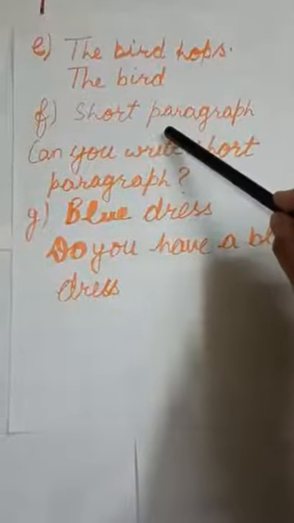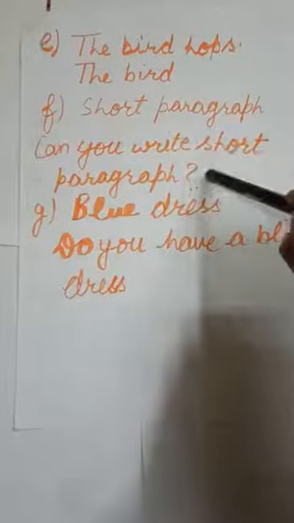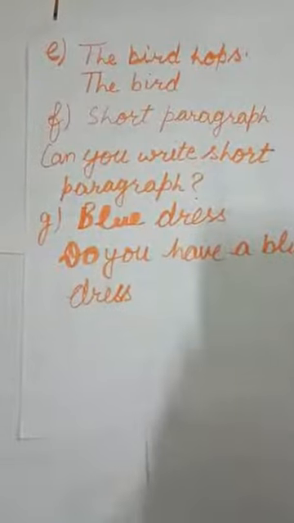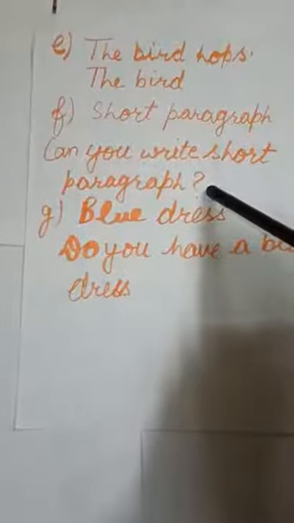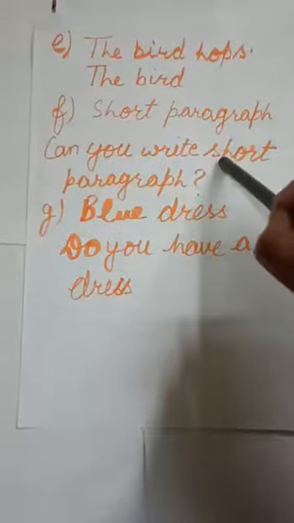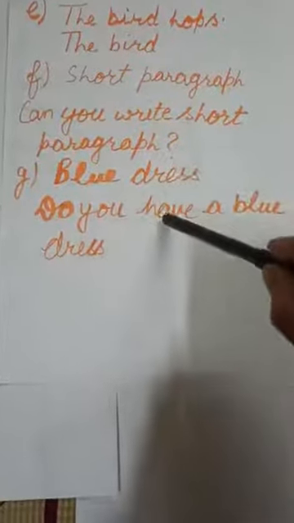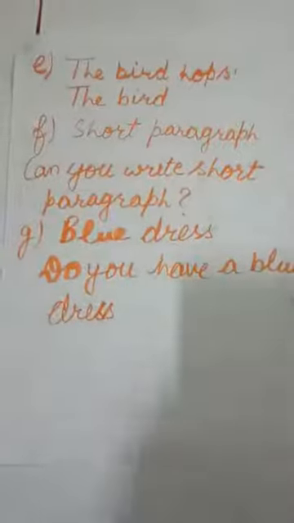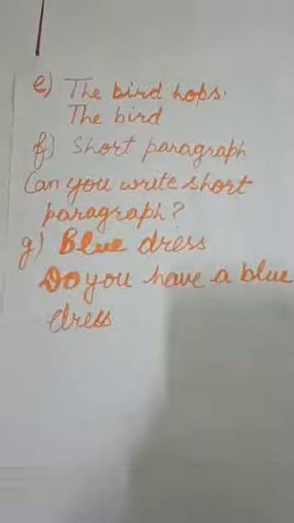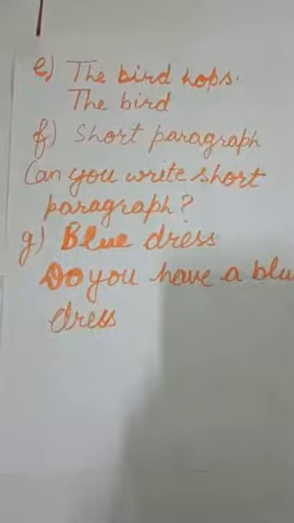F part, "short paragraph." "Can you write short paragraph?" I am giving a hint over here: I put a question mark to help you out, and this is also a punctuation mark, and we have to put the first word in capital. So this is the correct sentence. Now G part, "blue dress." "Do you have a blue dress?" You have to underline the correct sentence and put the punctuation mark. So I hope you understand.